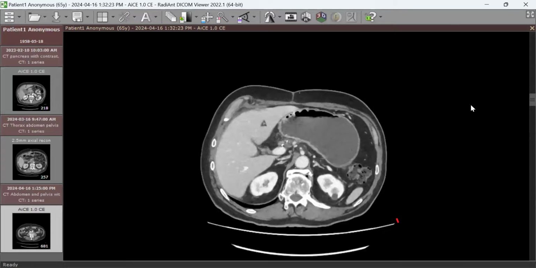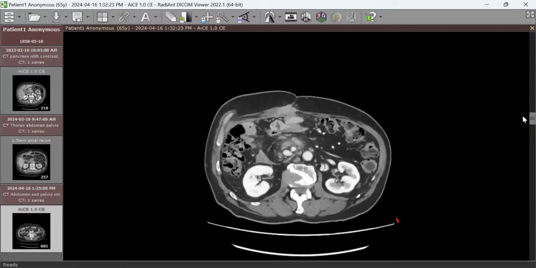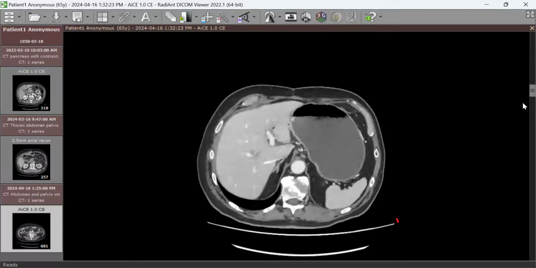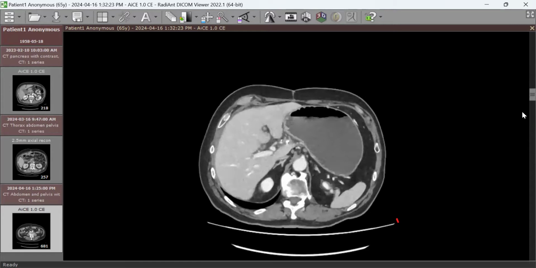First, see the stomach here. The stomach goes here and continues to this part. And there's a problem here. And then goes down with a small bowel. So that's gastrojejunostomy. That's one component.